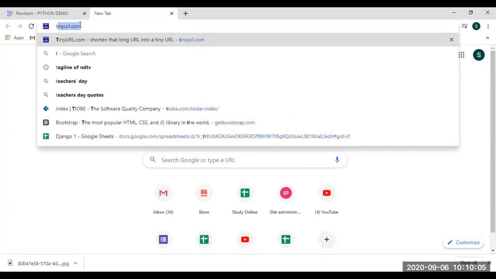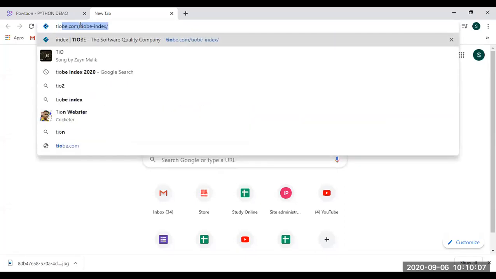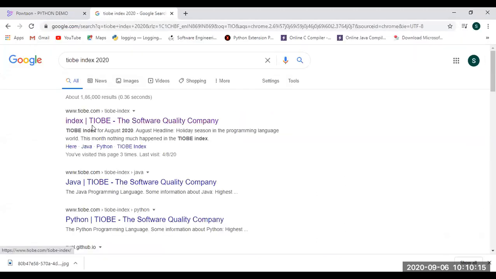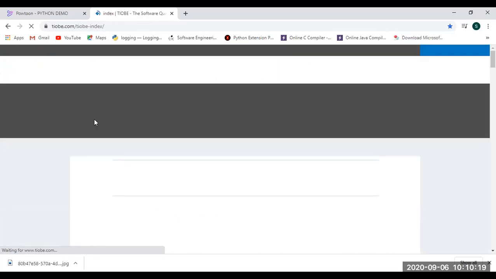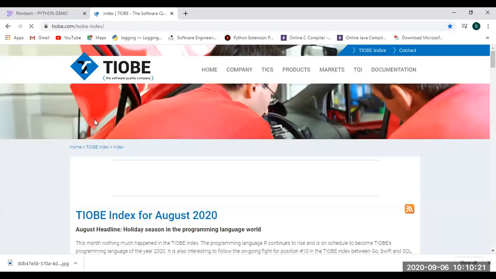I will just tell there's an index called the TIOB index, or some of them might be calling it TIOBE. I would like to click on this. Why, sir, why are you opening this TIOBE and all those things? You have to understand what is the trend and what is the rank of the programming language.